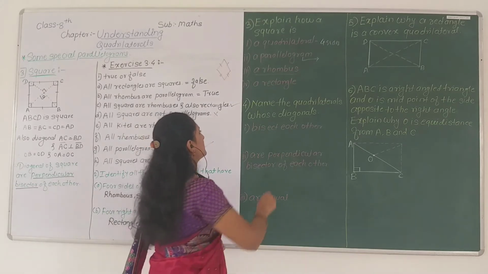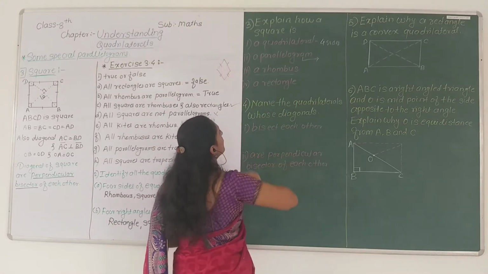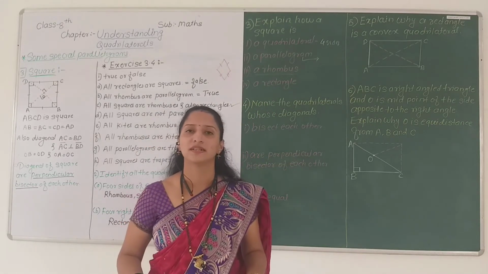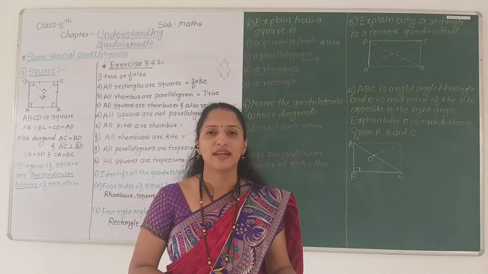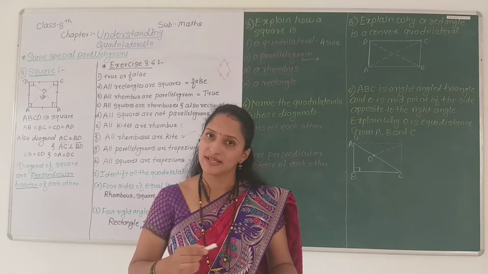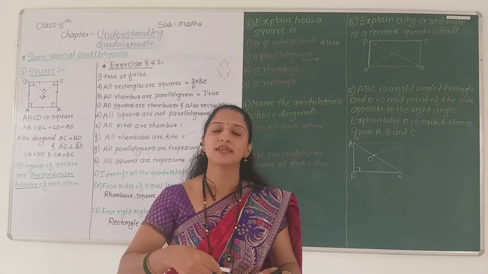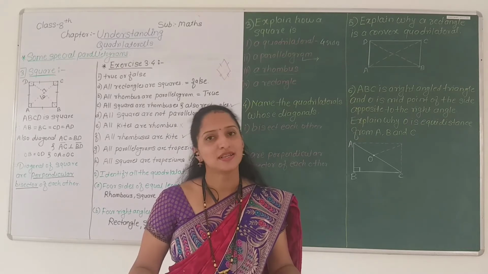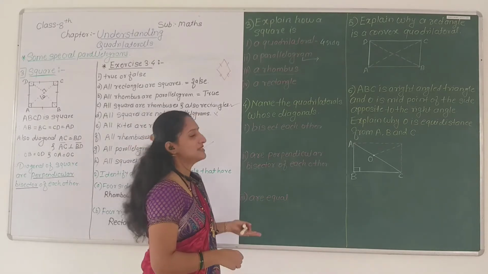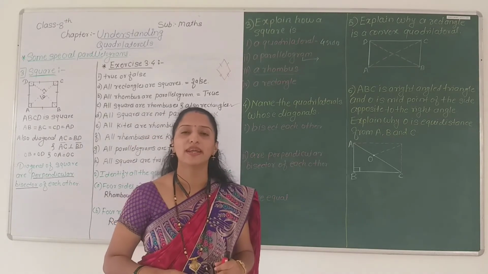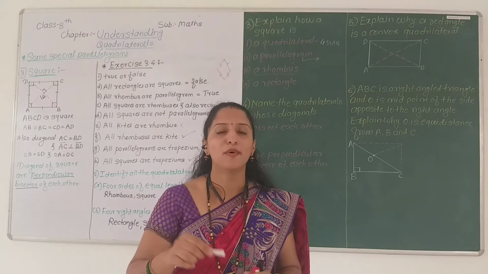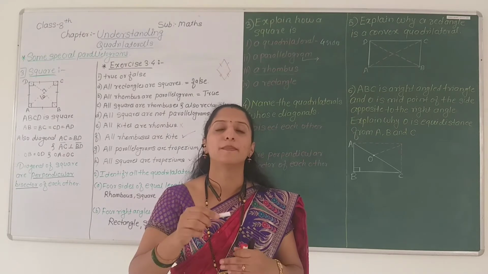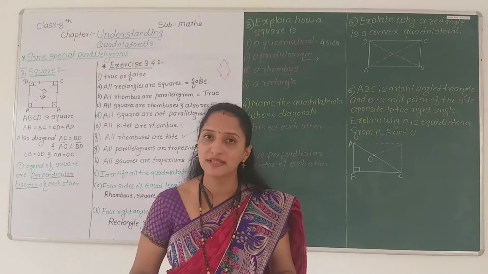Right? Next one, a rectangle. Why is a square a rectangle? Since a square is a parallelogram, opposite sides are parallel and opposite sides are of the same length. So therefore, a square is a rectangle. So you have to write, in a square, opposite sides are parallel, opposite sides are of the same length.